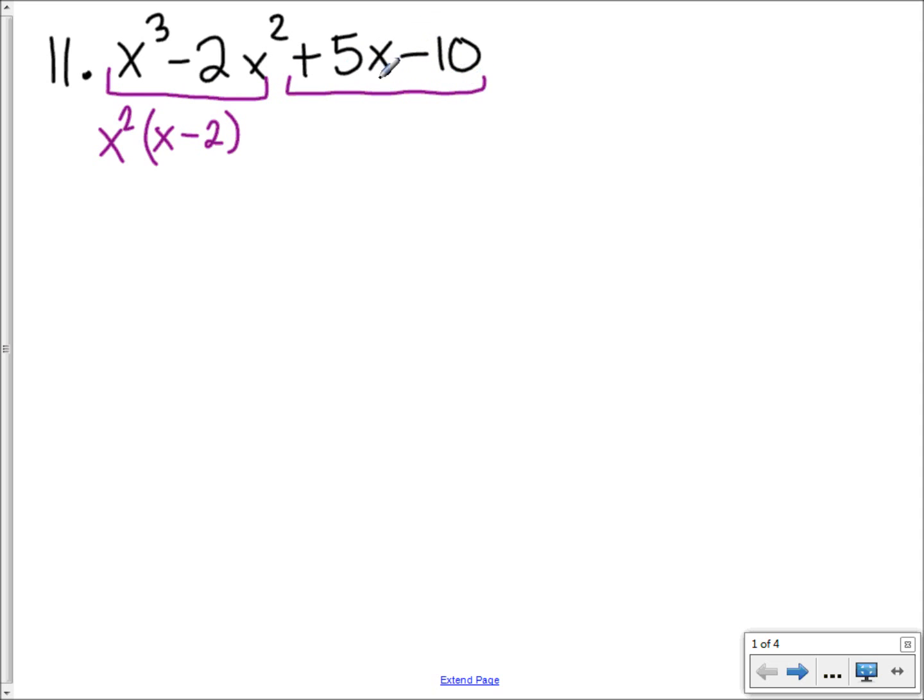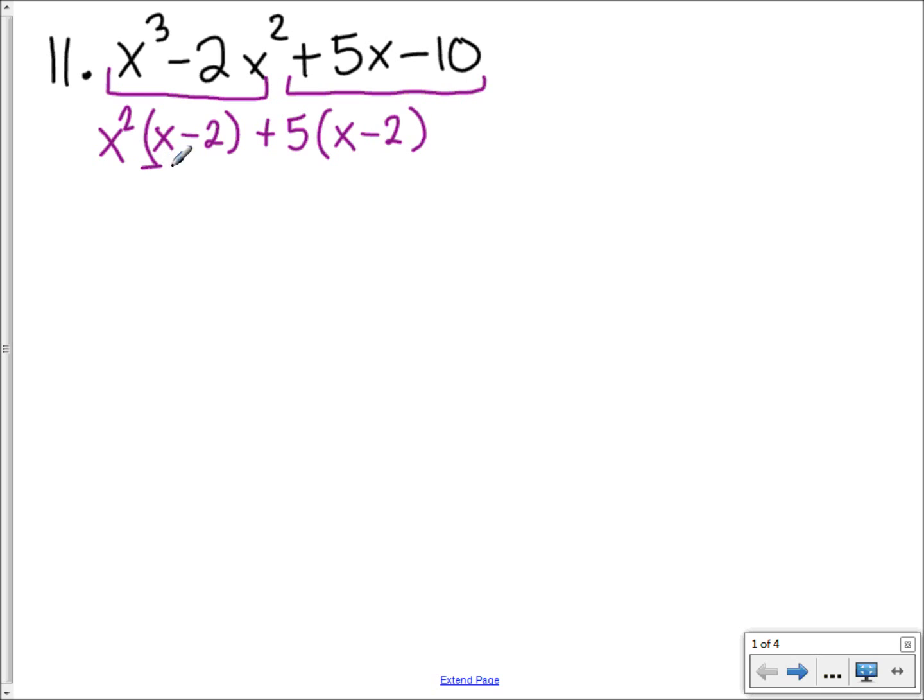5x and -10 have 5 in common. So I'm going to pull out a positive 5. Once I do so, 5 divided by 5 is 1. So I'm just left with this x. -10 divided by 5 is -2.